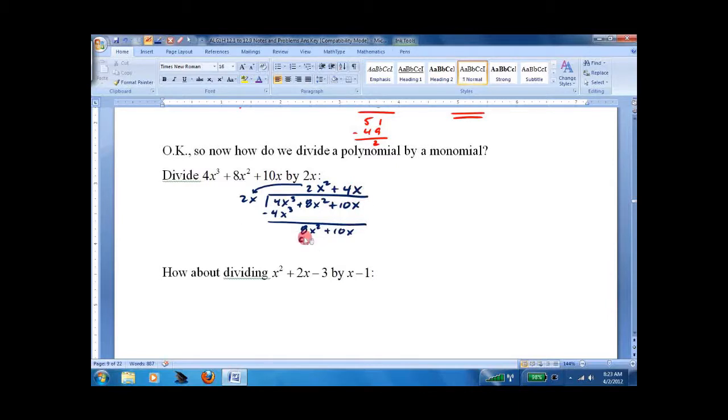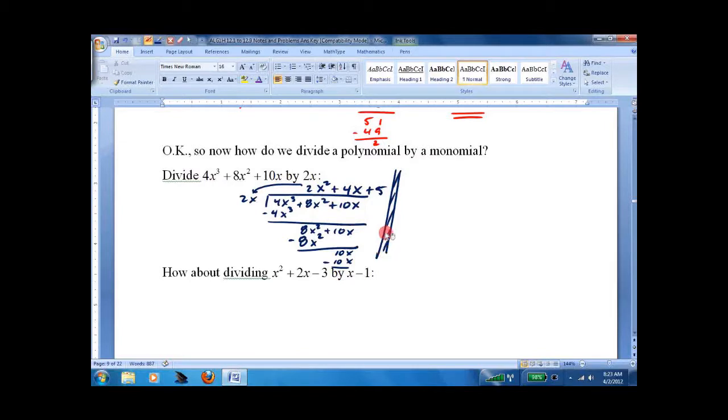4 times 2 is 8. X times x is x squared. Change the sign. And I believe 5 will finish off for us. 5 times 2 is 10. And x. Change the sign. So that's what we get.